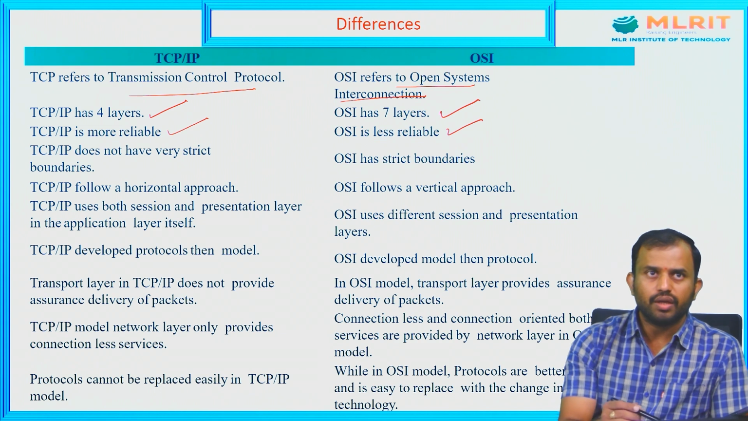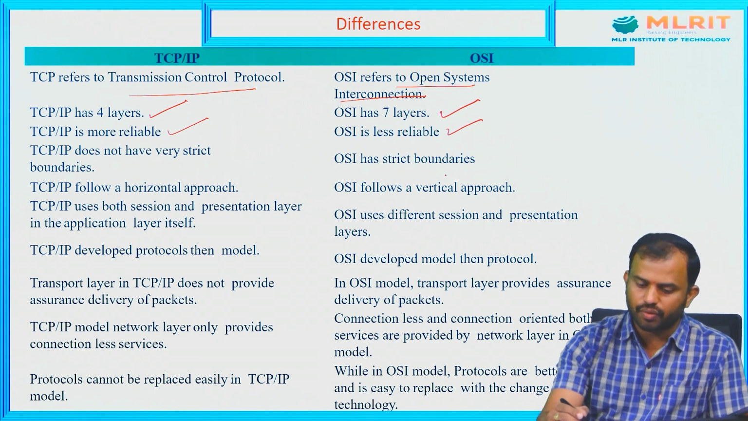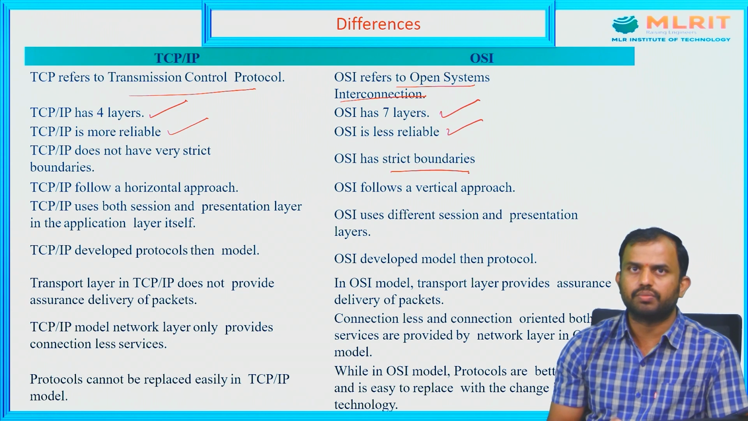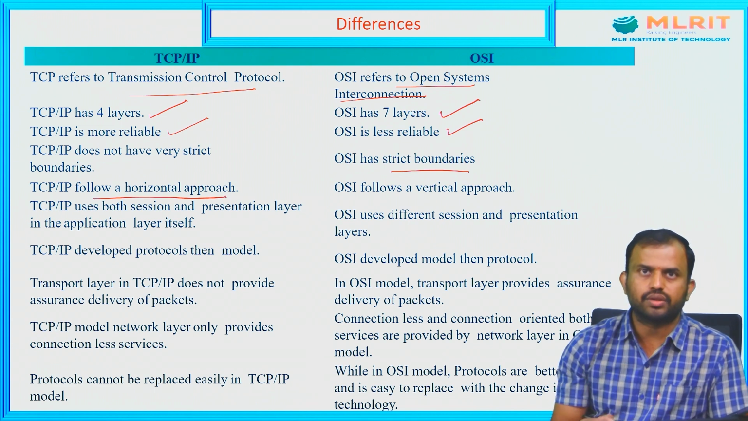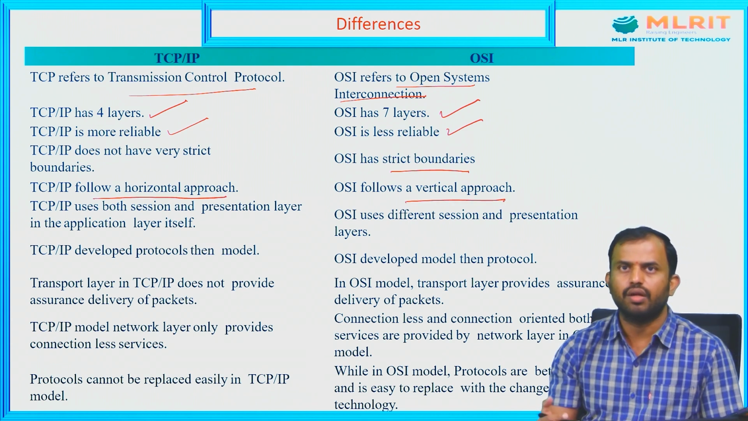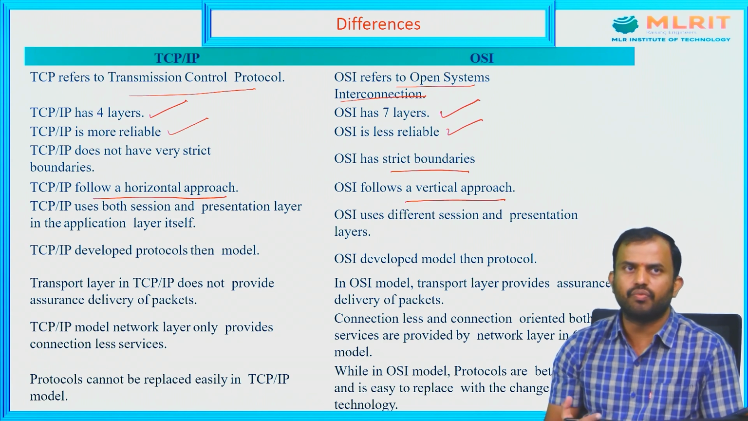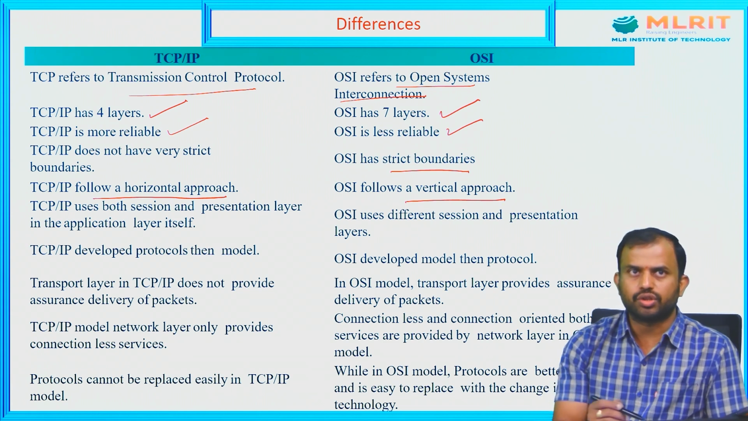Here we don't have any strict boundaries, but in the OSI model we use strict boundaries, because while transmitting information from the top layer down to the lower layer, we follow strict rules. One follows the horizontal approach, and the other follows the vertical approach. While sharing or receiving information, we need some kind of approach mechanism. One is the horizontal path, and the other is the vertical approach.